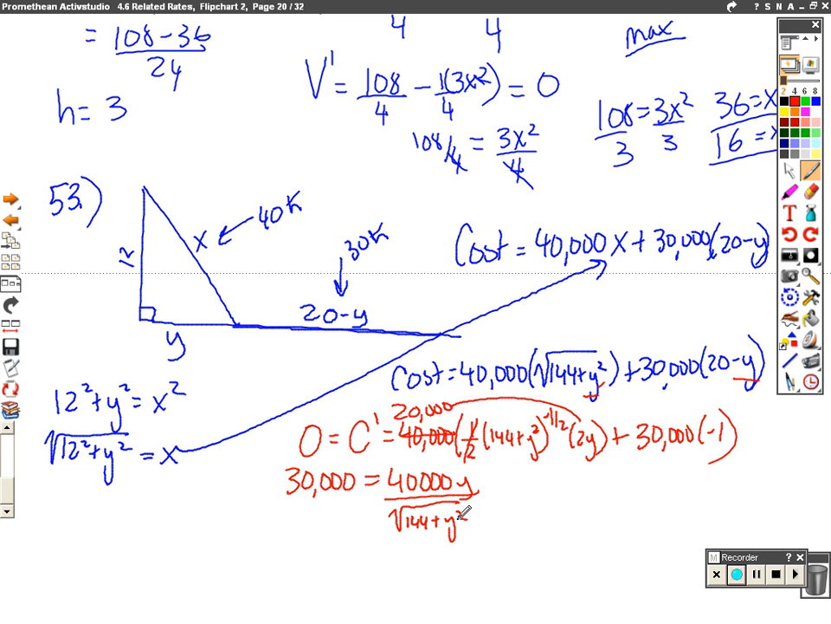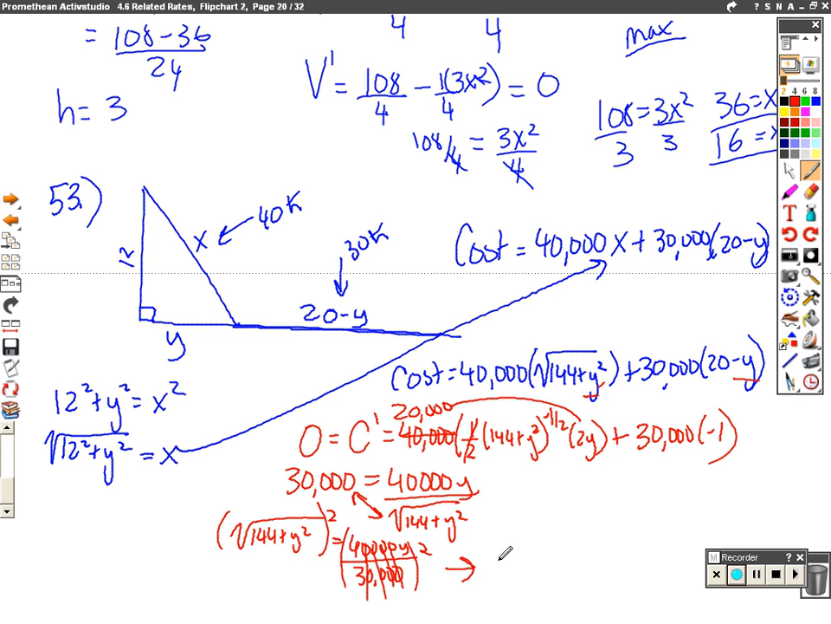All right. You can use your calculator to solve this, if you want to. I'm just going to do it by hand really quickly. I'm going to bring this right up here. So we've got our 30,000, and I'm going to switch these two. So I've got square root of 144 plus y squared is equal to 40,000 y over 30,000. The 30,000, the 40,000, that's going to cancel out. That's going to make it a lot nicer. We got 4/3 y. I'm going to get rid of the square root by squaring both sides.